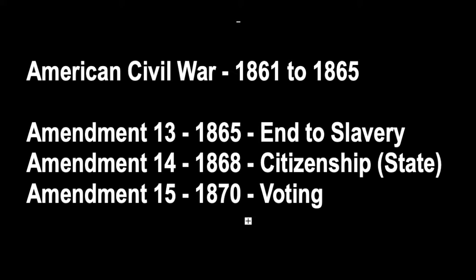In 1870, the 15th Amendment was ratified. That forbid any state from denying the right to vote based on color. So you had 1865, the end of slavery. 1868 was the Citizenship Amendment that forbid a state to treat an individual differently in regards to the law based on the color of his skin. And the 15th Amendment dealt with voting rights. These were the big three. These were three huge amendments.